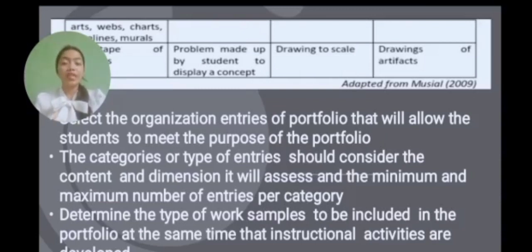So basically, a portfolio is a powerful tool that allows students to see their academic progress. Its primary purpose is to document students' learning on a specific curriculum outcome, and it also shows the skills and knowledge developed over a set period of time. So that is the end of my report. My co-reporter will continue the topic.